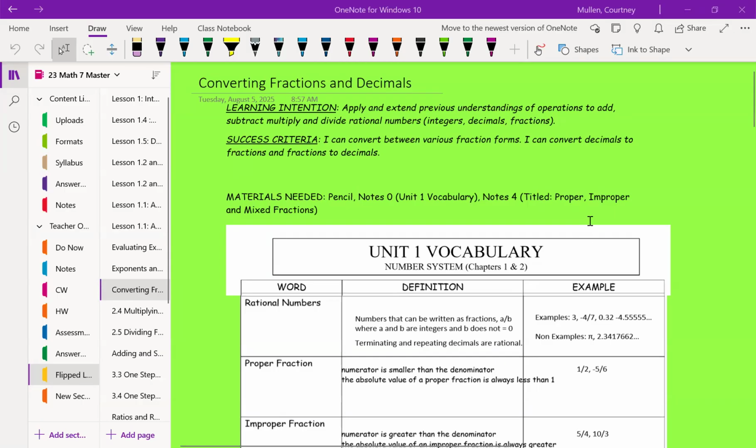Welcome back, everybody. Today we're going to be doing a little bit of review, converting fractions to different types of fractions and converting between fractions and decimals. So you're going to need notes 0, your unit 1 vocabulary, and notes 4, which is titled proper, improper, and mixed fractions. So first, let's talk a little bit about fractions and some vocabulary.